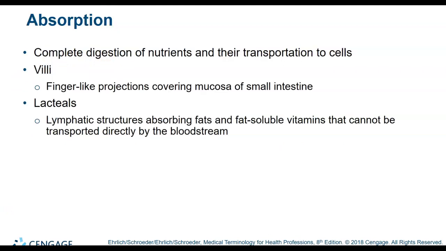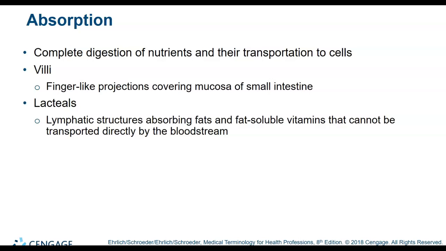Absorption, and this is so very important. Once that takes place, the complete digestion of those nutrients and their transportation to the cell, that's when absorption takes place. And so in the small intestine that's covered with mucosa, there are finger-like projections called villi that actually grab those nutrients to be able to pull them in so we can use them.